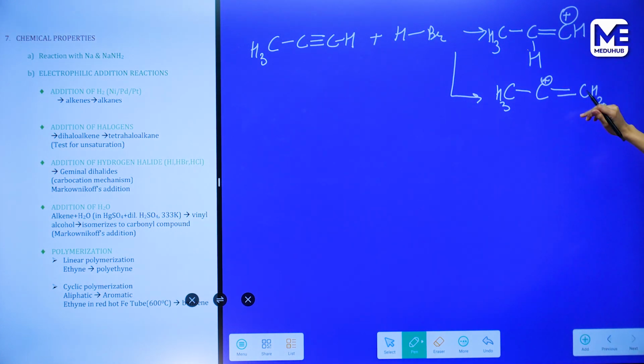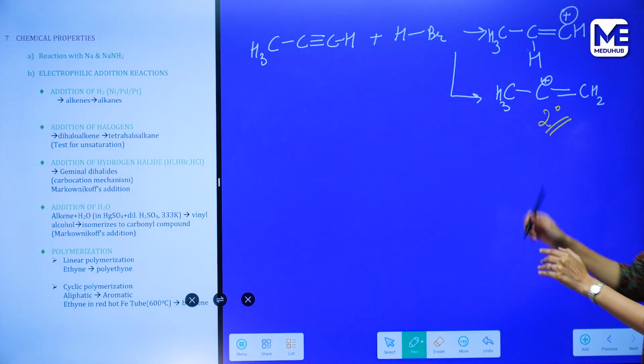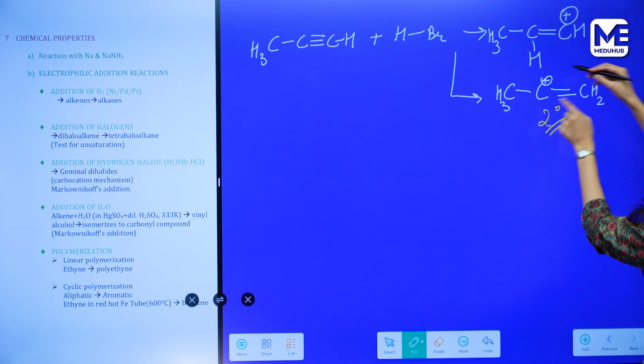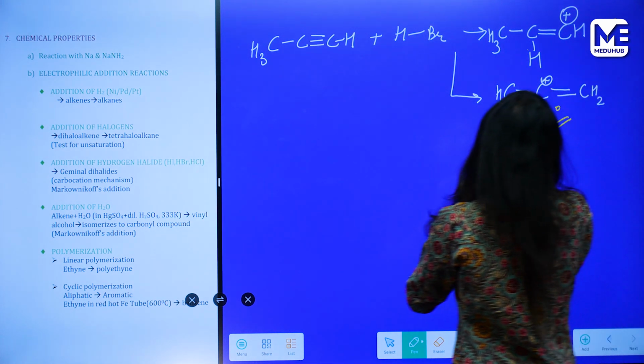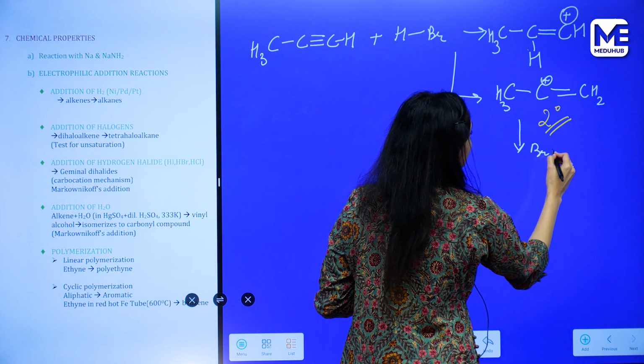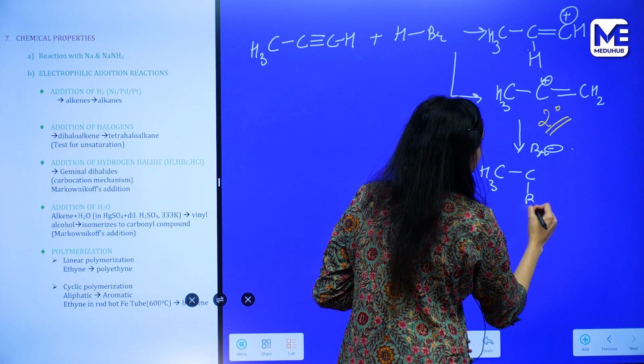Now if you look at these two, this is a secondary carbocation and this is a primary carbocation. That is the reason, because secondary carbocation is more stable, the proton attacks this carbon and we get a secondary carbocation here where the bromine can now attack, Br minus, to give us this.